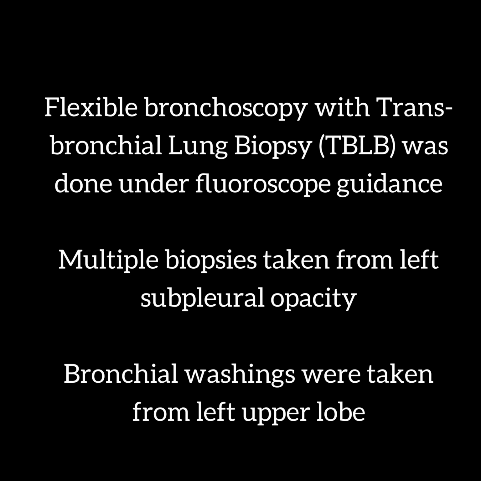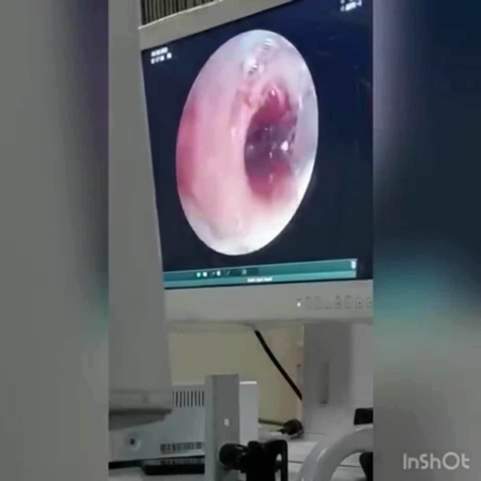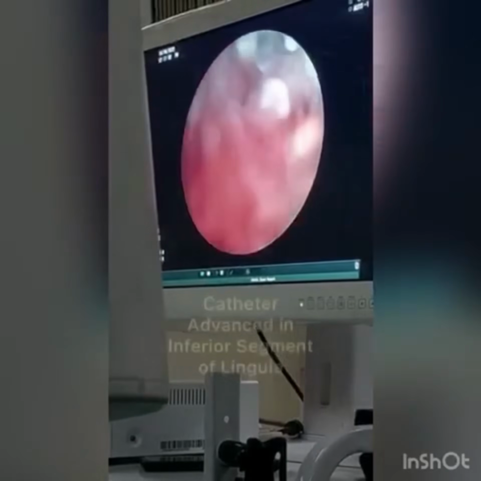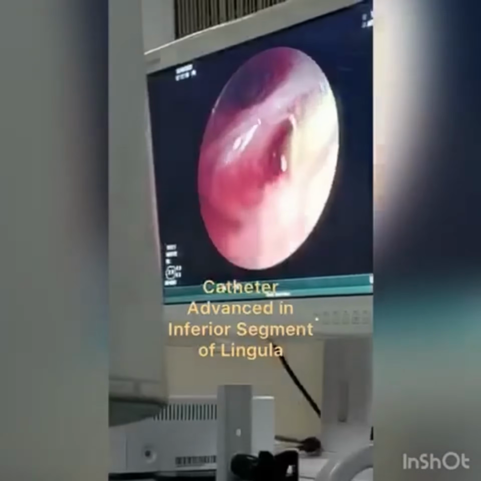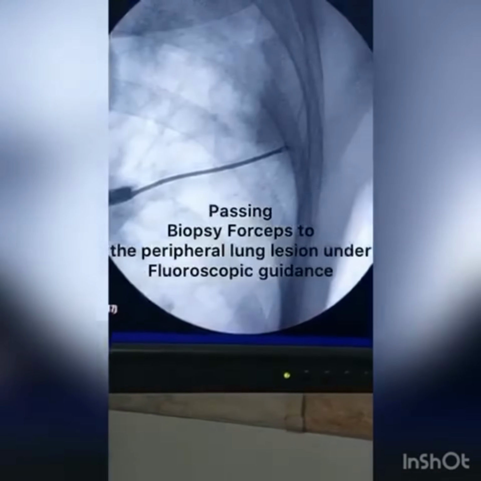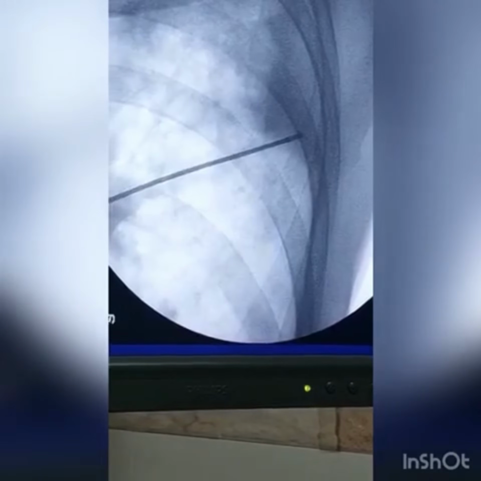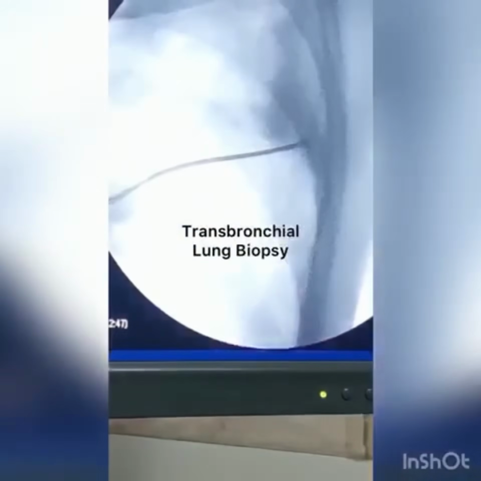So we planned to do a flexible bronchoscopy with transbronchial lung biopsy under fluoroscope guidance. Here you can see the scope is inserted via the inferior segment of the lingular lobe, and then the catheter was traced on the fluoroscope. You can see the catheter is passed into the peripheral lung lesion under direct fluoroscope guidance, and then the biopsy is taken.